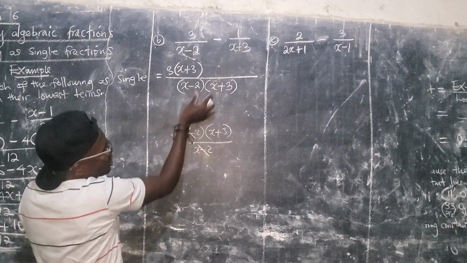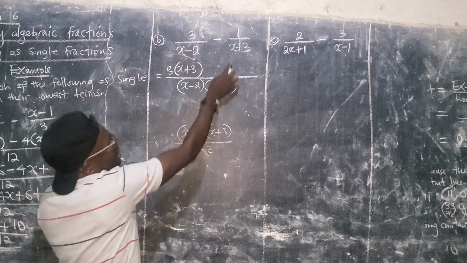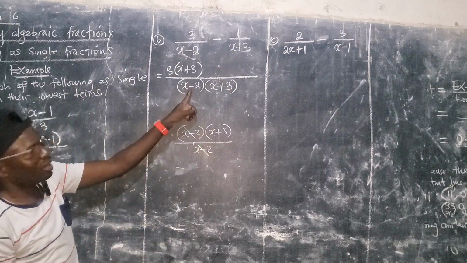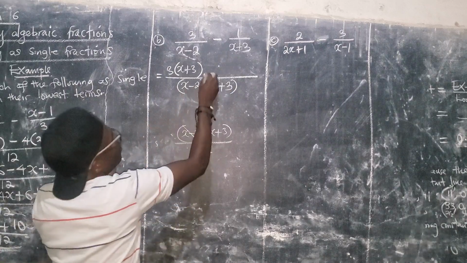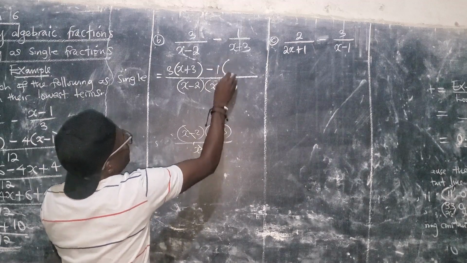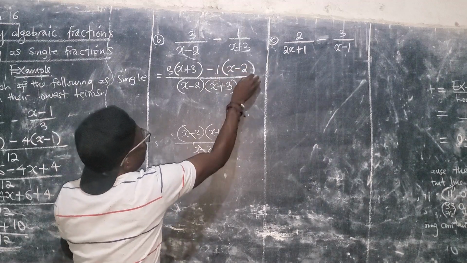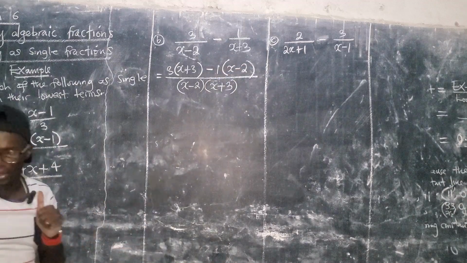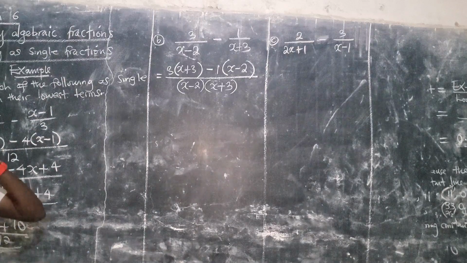Again, this will go into these 2. When we divide it, what happens? This and this is the same. What remains is x minus 2. So it will be minus 1 open bracket x minus 2. I don't know if we're okay there. Very good. Then from there we'll open up the brackets.